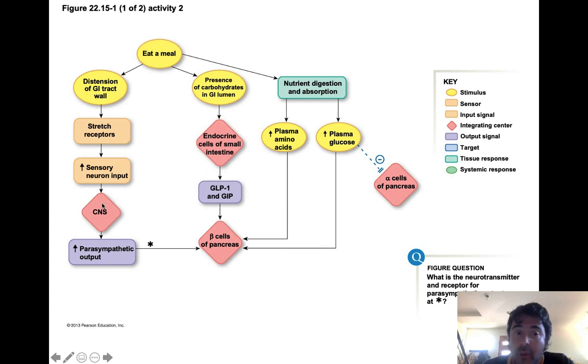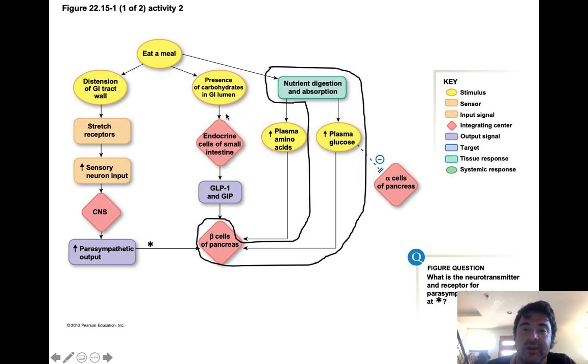Another, right, so that would be neural. Another stimulus for the release of insulin is when carbohydrates are present in the GI tract. There are little cells that line the small intestines called enteroendocrine cells, and they release two hormones, glucagon-like peptide 1 and gastric inhibitory peptide. Now, these are hormones with multiple targets. One of their targets is beta pancreatic cells, and what they trigger in beta pancreatic cells is the release of insulin. That's your hormonal stimulus.